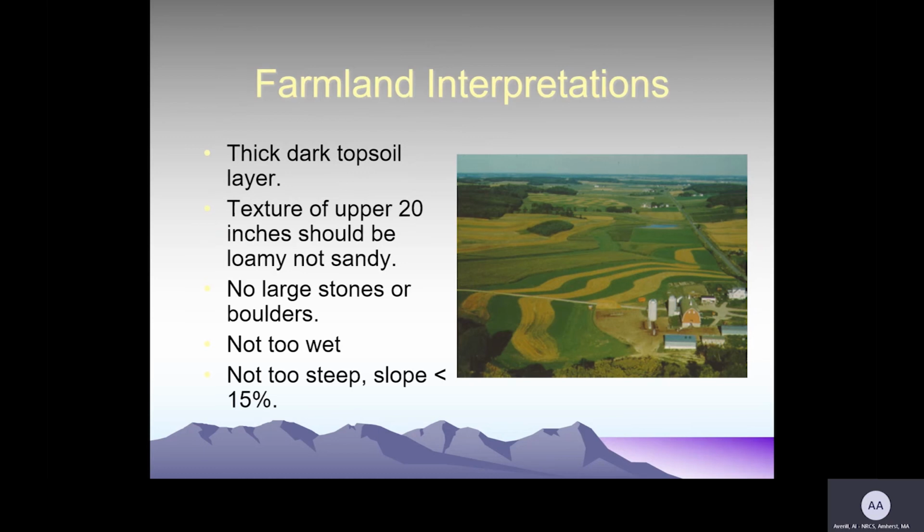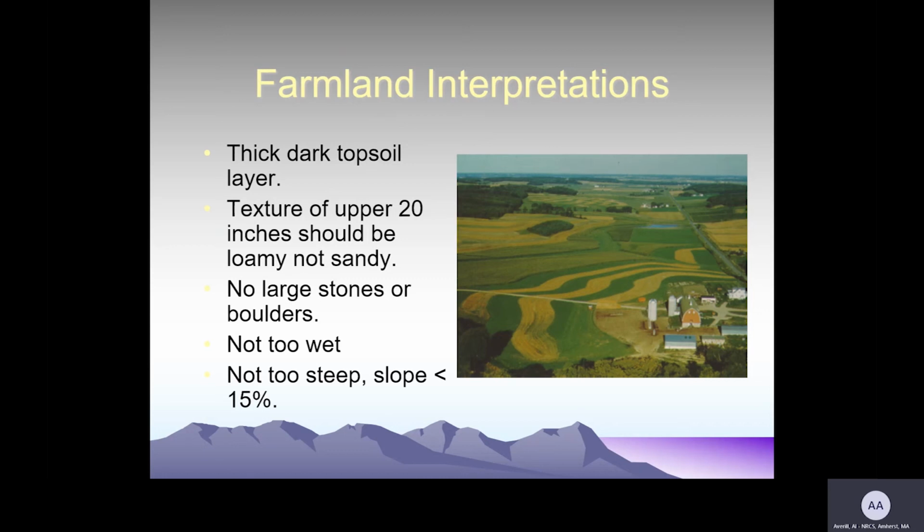So just for an example, what are we looking for in soils that are suited for agriculture? We want loamy textures, dark surface layers, good dark loamy topsoil. That's indicative of good water holding capacity as well as a high organic matter content. You don't want large stones and boulders. You don't want a seasonal high water table during the growing season because you're not going to be able to grow anything, nor are you going to be able to work the land. And if it's too steep, you're going to have issues with erosion potentially, as well as just it's more difficult to work the land.